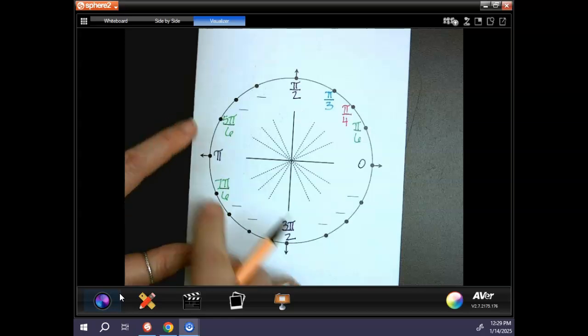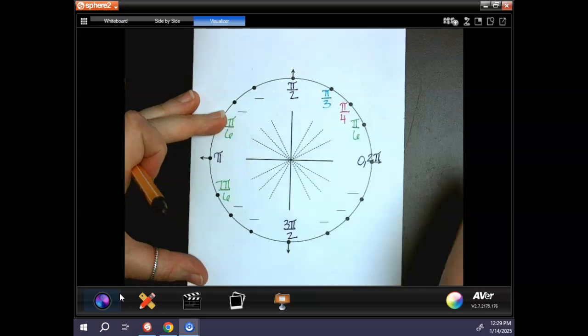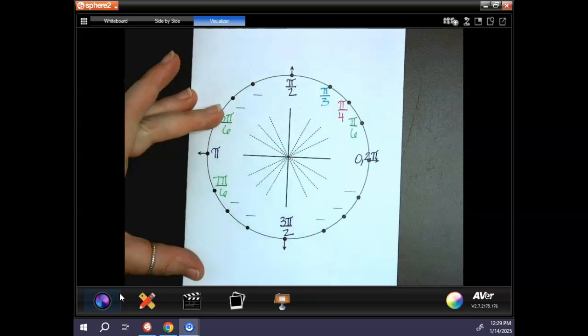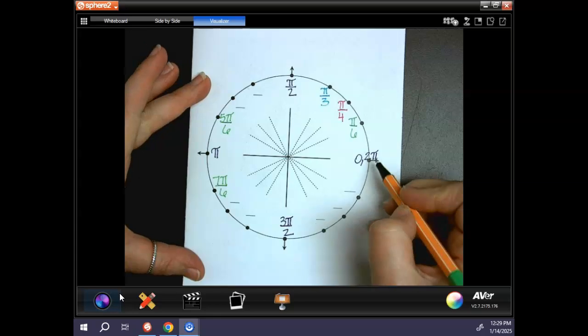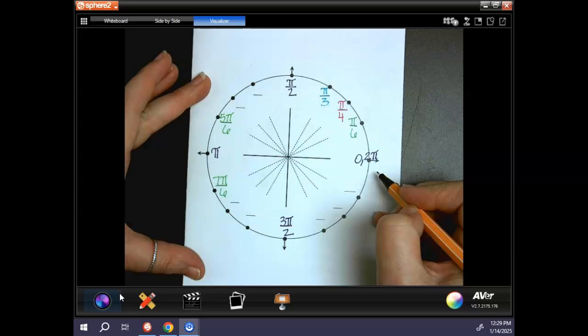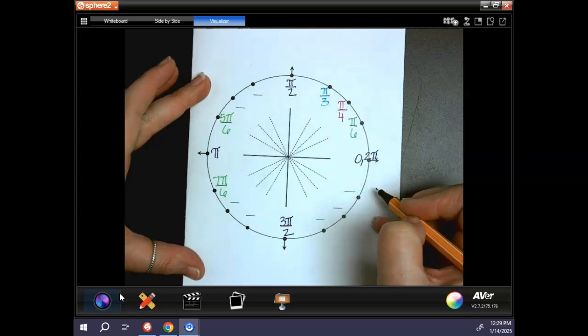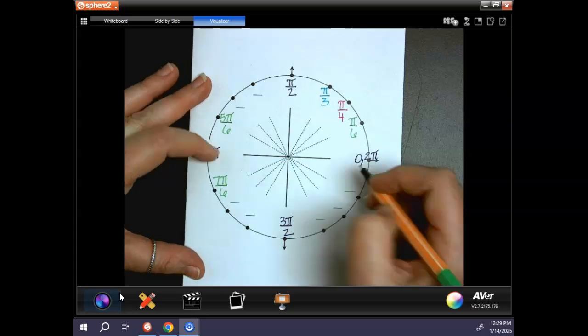Then when I go all the way, this was 0, we can put 0, 2 pi, because it's really both. It's also 4 pi, 6 pi, whatever. But when I get to 2 pi, and I'm thinking in sixths, how many pi sixths is that? 12, which means my fourth quadrant pi sixth angle is what? 11 pi sixths.